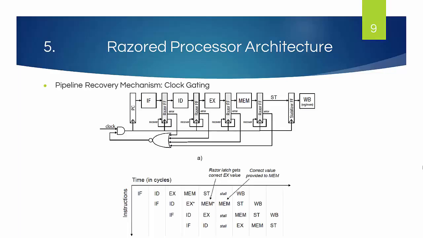Because all stages reevaluate their result with the Razor shadow latch input, a Razor flip-flop can tolerate any number of errors in a single cycle and still guarantee forward progress. If all stages fail each cycle, the pipeline will continue to run but at half of the normal speed. In graphic A, it shows the pipeline organization in computation stage, and in part B, there is shown the pipeline timing for an error occurring in the execute stage.